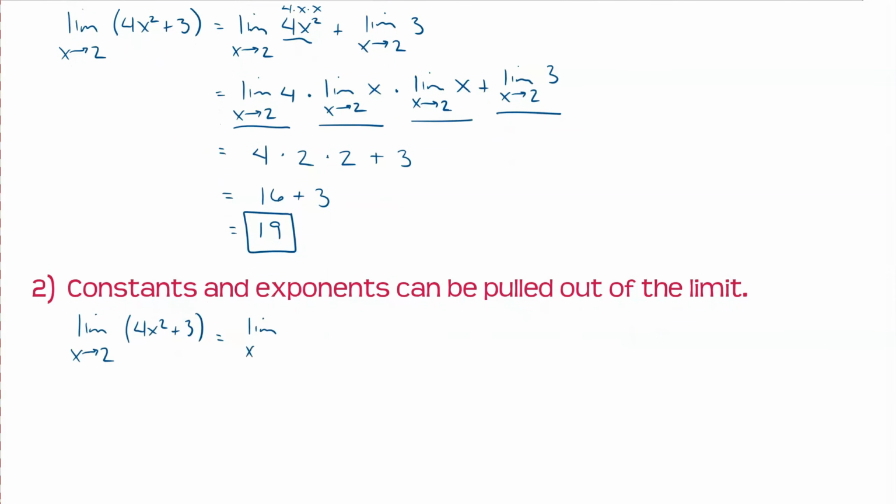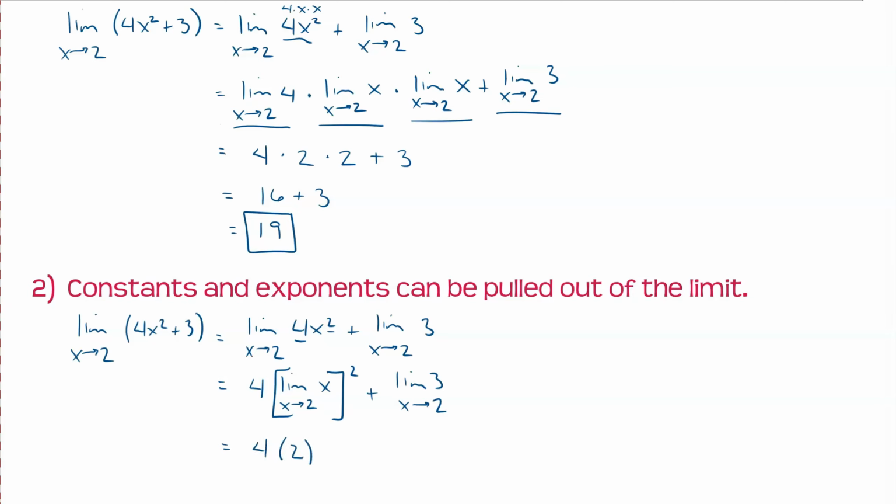First, we separate the limit at addition. And then we can pull the constant and the exponent out of the limit. It looks like this: 4 times the limit as x goes to 2 of x squared. So the constant and the exponent have been pulled away from the limit of x as x goes to 2. So now evaluating the limit of x as x goes to 2, we know that's just 2. So we have 4 times 2 squared plus 3, which again gives us 19.